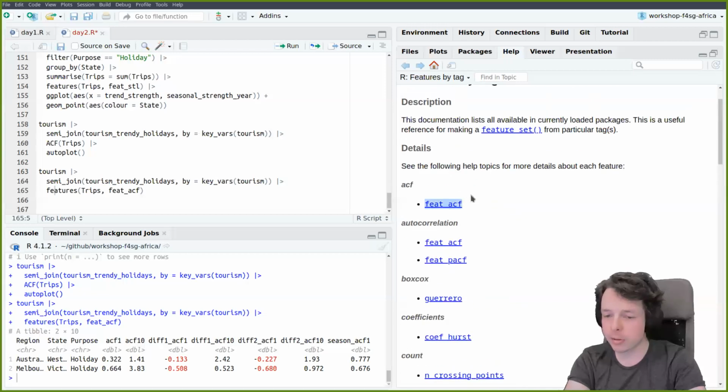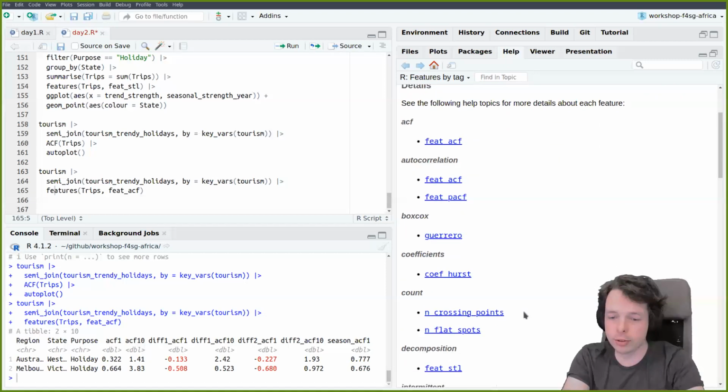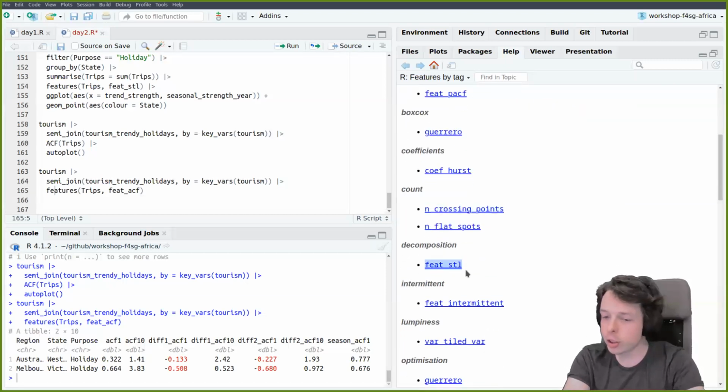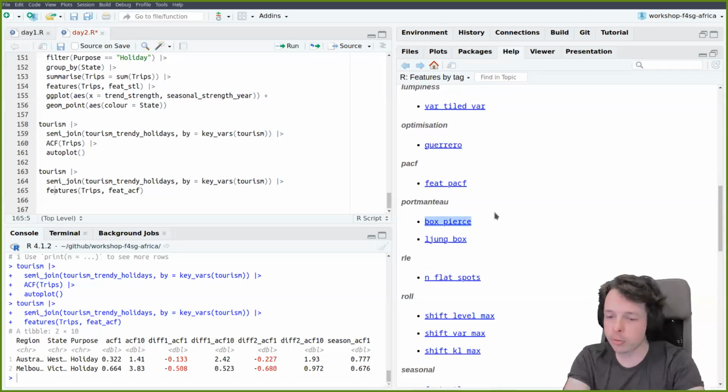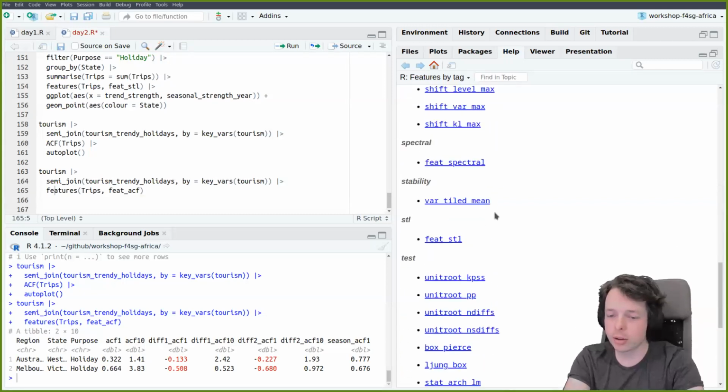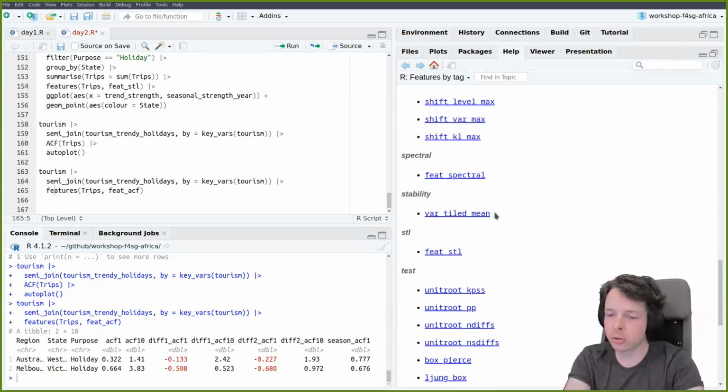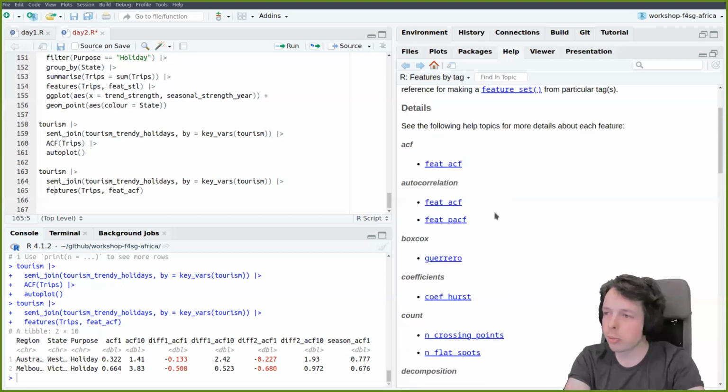We've seen ACF features, which is ACF and autocorrelation tagged. There's also partial autocorrelation functions, which we'll see in the ARIMA topic on day 4. We've seen Guerrero's method for automatically computing the transformation parameter lambda that's needed to regularize the variance. There's some counting features, decomposition features that we saw today, some for intermittent time series, some for formal statistical tests. There's all sorts of features that you might like to use to summarize the information of your data.